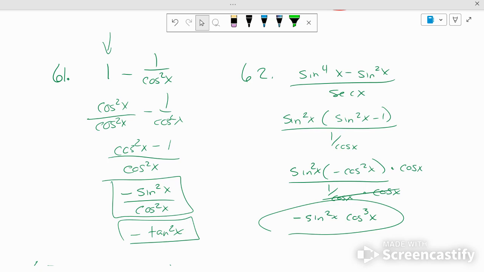62, you factor out a sine squared of x out of there, and you get sine squared of x minus 1, which is negative cosine squared of x. We have cosine of x on the bottom, so we multiply top and bottom by cosine of x. It's negative sine squared of x over cosine cubed of x. That's where it should end up. Any questions on that one?